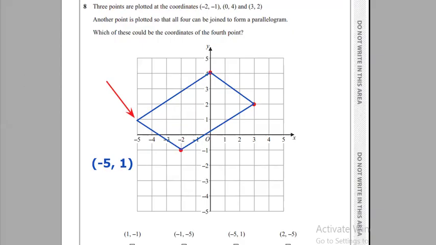Now we look at the options that we have here. That's 1, -1, -1, -5, -5, and 1. So that's the right point that we need. And this is the answer for this question. As I said, you have to draw the right parallelogram to find the coordinate of the point that makes the parallelogram. Now, this is the idea of this question. Now let's move on to the next question.